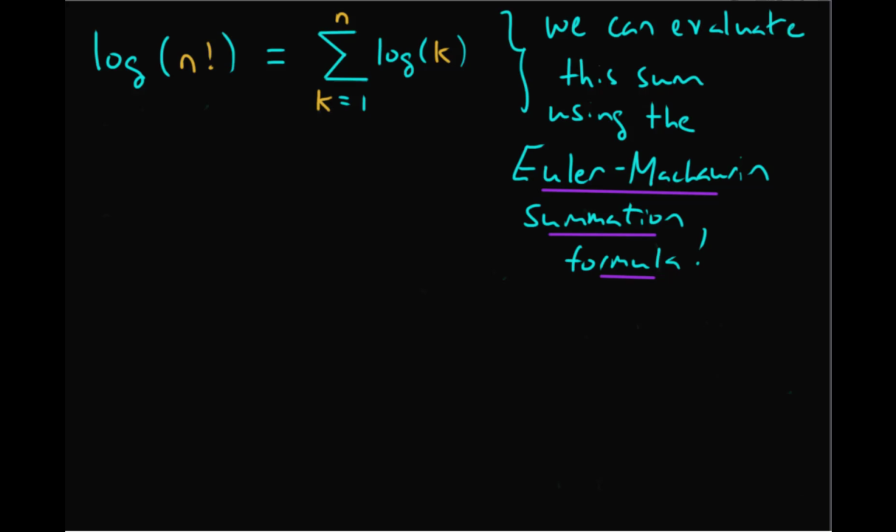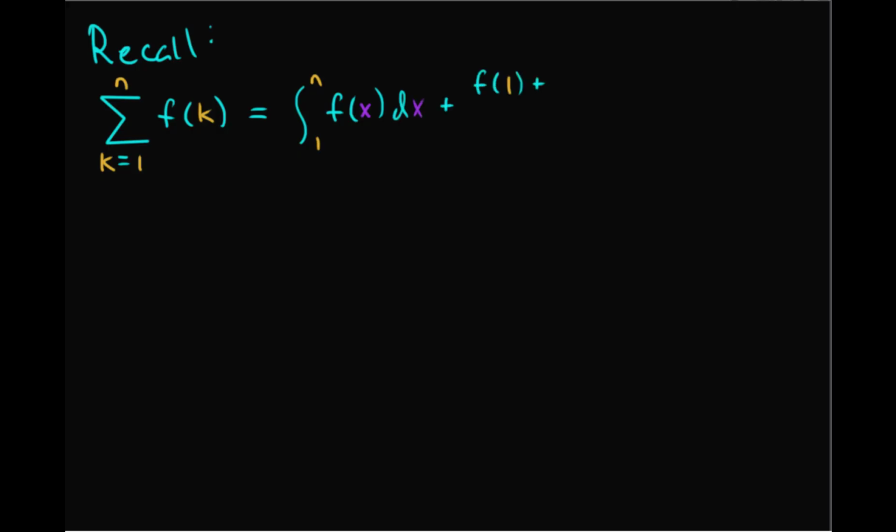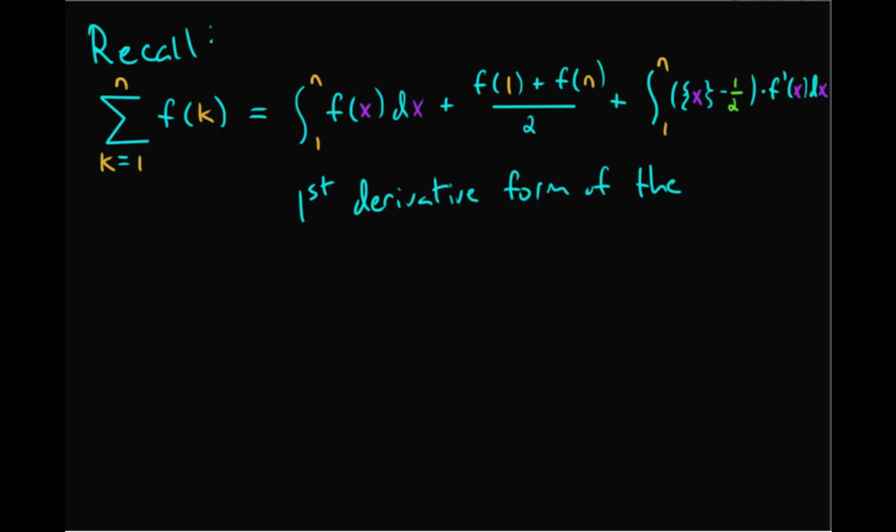I'm going to ask you to recall the following, which is that the summation of the values of some function f of k from k equals 1 to n, this formula is very general, equals the integral from 1 to n of f of x dx plus f of 1 plus f of n all over 2 plus the integral from 1 to n of the function fractional part of x, that's what x in squiggly brackets is there, minus 1/2 times f prime of x dx. This is the first derivative form of the Euler-Maclaurin summation formula with remainder, which I derived in my previous video.